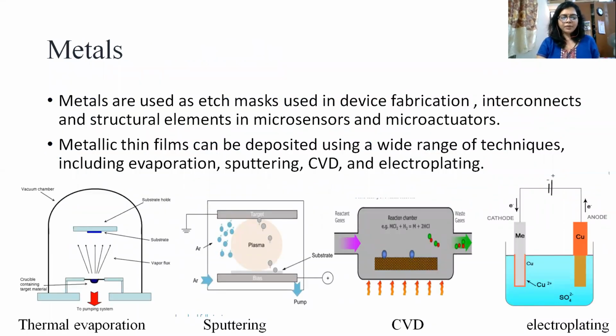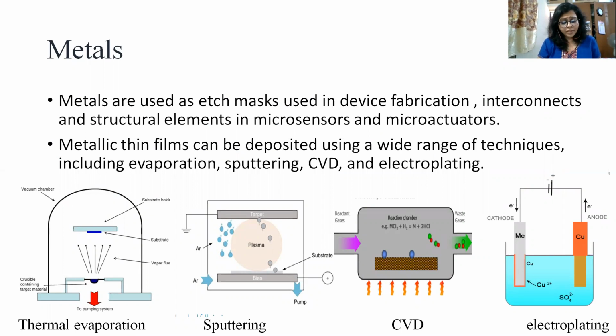Now coming to the metals. Metals are used as etch masks in device fabrication, as well as interconnects and switch elements in microsensors and microactuators. Metal thin films can be deposited using a wide range of techniques, say thermal evaporation, sputtering, CVD, and electroplating.